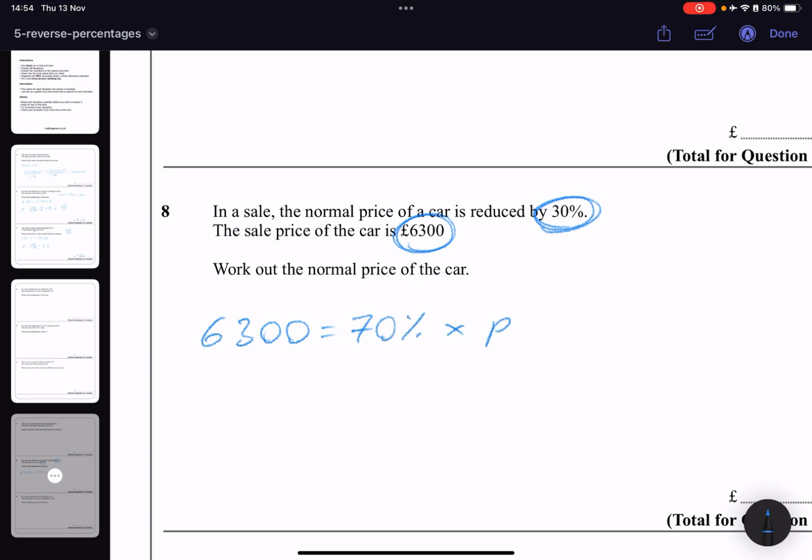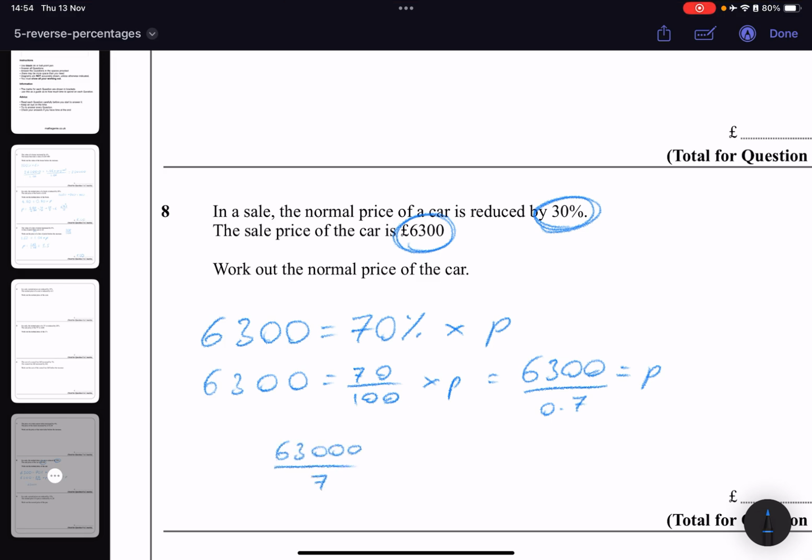Okay, so remember, then we want to convert our percentage into a decimal, easy to work with. So it's 70 over 100, times P. So 6,300 is equal to 0.7P. And then we just divide the 0.7 away. P is equal to 6,300 divided by 0.7. I'm going to do this on paper. You can do it using a calculator. It's the same as 63,000 divided by 7.